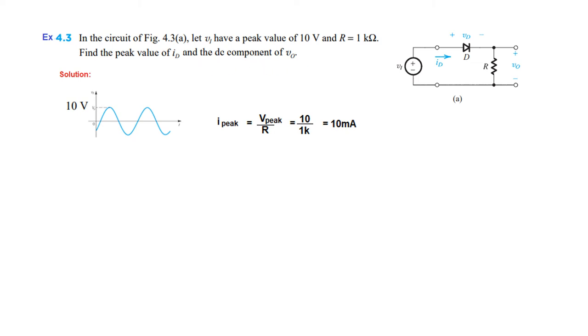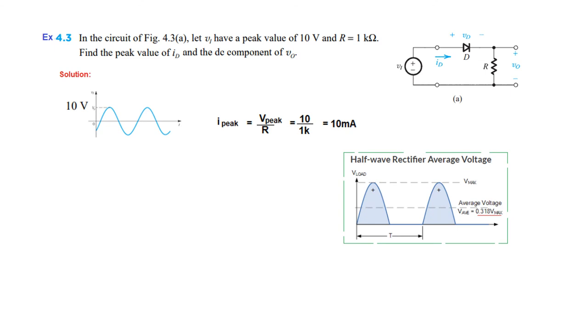Now we have to find the DC component of the output. This is a formula you can use: for a half wave rectifier, if this is the peak V max, then V average is 0.318 V max. There is another formula you can use: VDC is V max over pi. You will get the same result. We know V max is 10, so 0.318 into 10 is 3.18. You get the same result if you divide it, that is 10 divided by pi is also 3.18.